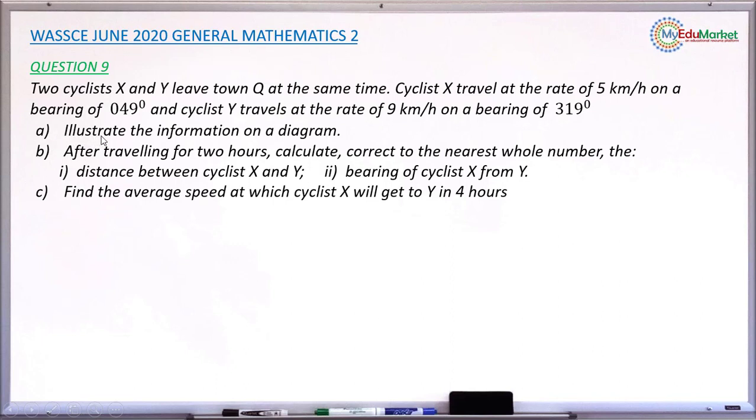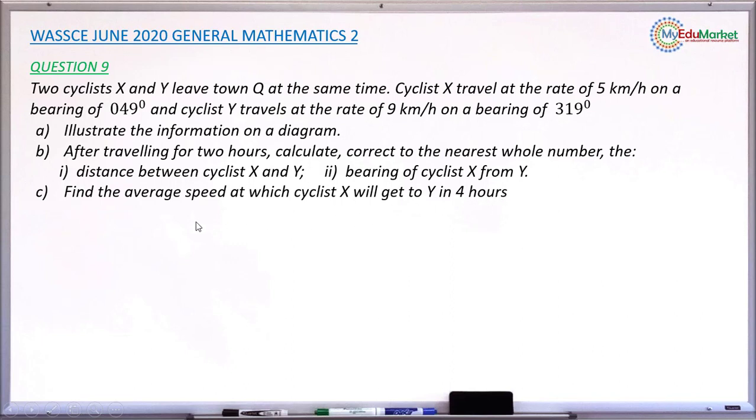The question asked here is number A. You are asked to illustrate the information here on a diagram. Question number B says, after the two cyclists travel for 2 hours, you are asked to calculate, correct to the nearest whole number, (i) the distance between cyclist X and cyclist Y after they have traveled each for 2 hours, how far apart are they? (ii) the bearing of cyclist X from cyclist Y. Then question number C, you are asked to find the average speed at which cyclist X will now get to cyclist Y in 4 hours.